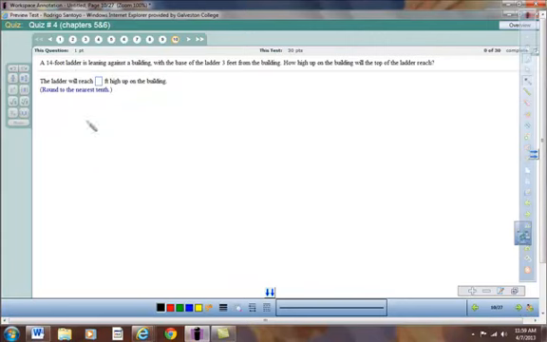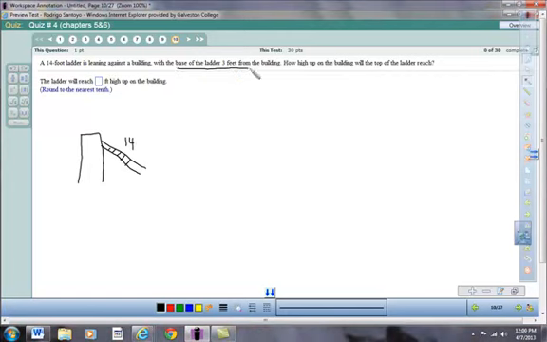This one tells us that a 14-foot ladder is leaning against a building. So let's look at this. Let's imagine this is a building here, okay? We have this ladder. This ladder is 14 feet. It's leaning against a building. What does it say next? With the base of the ladder 3 feet from the building. This is the base. So from here to there, it's 3 feet. How high up is it?